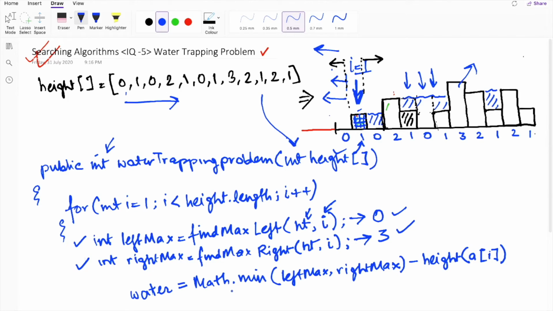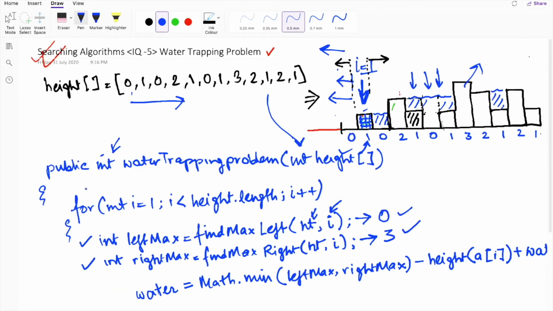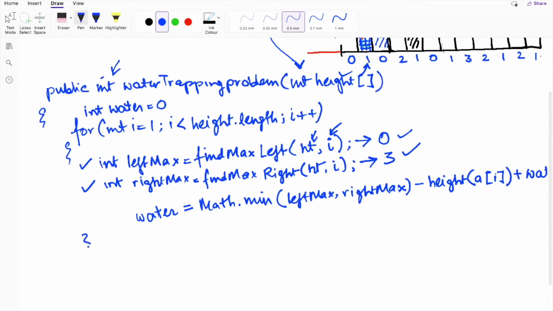So we just need to sum up the water holding capacity of each and every individual block over here. So we will keep on adding the water holding capacity of the blocks. And at the very beginning we will initialize this water holding capacity as 0. And thus here we will be closing our for loop.